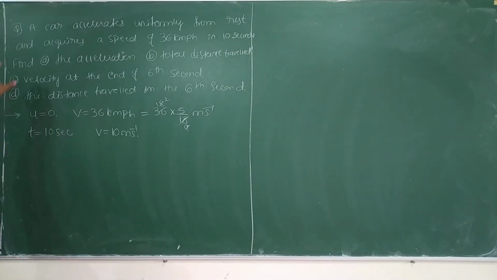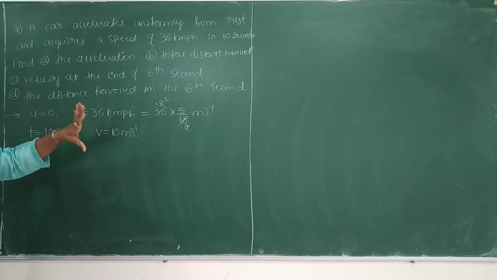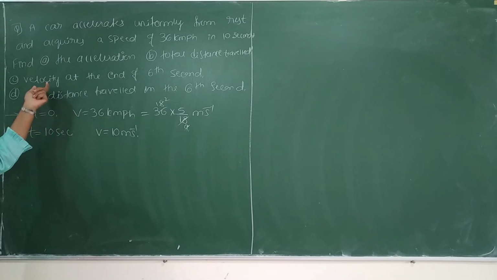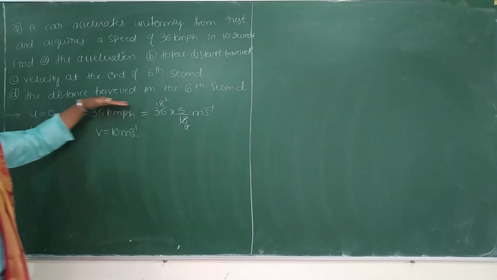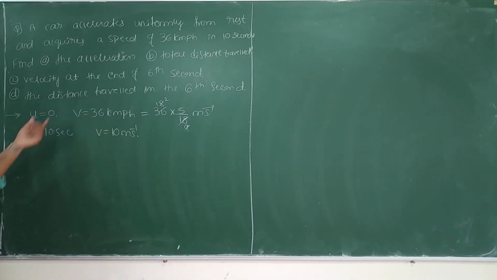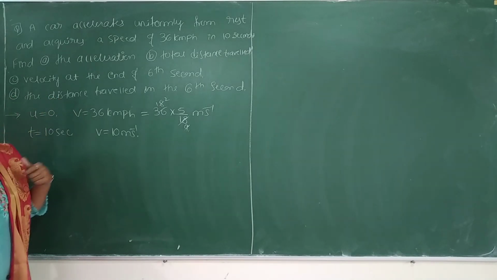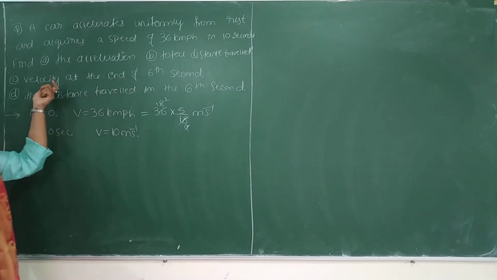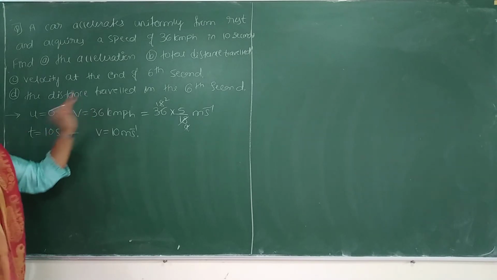Now by using these given data, we have to calculate the acceleration, second the total distance travelled by the car, and the velocity at the 6th second. At the 6th second, what is the velocity of that car? And last one, you have to calculate the distance travelled in the 6th second. These are the given questions.